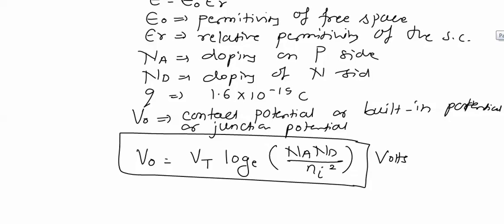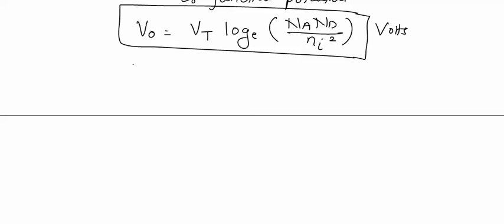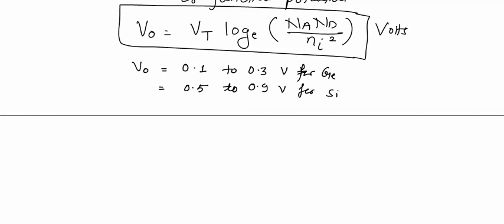The typical values of this contact potential are around 0.1 to 0.3 volts for germanium, and around 0.6 to 0.9 volts for silicon. The value of this contact potential varies in the range for different materials, germanium and silicon.